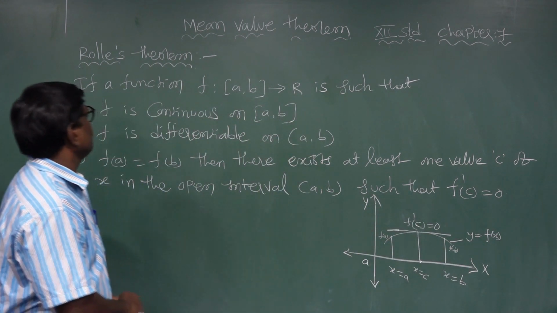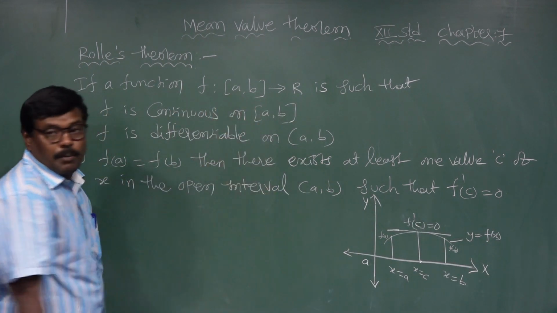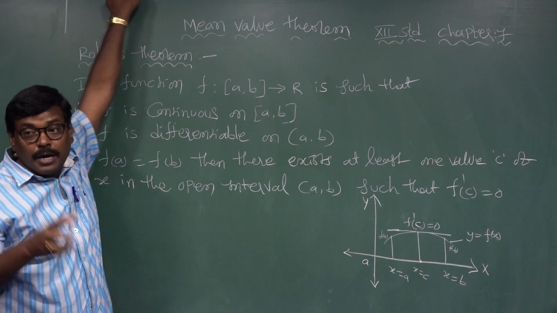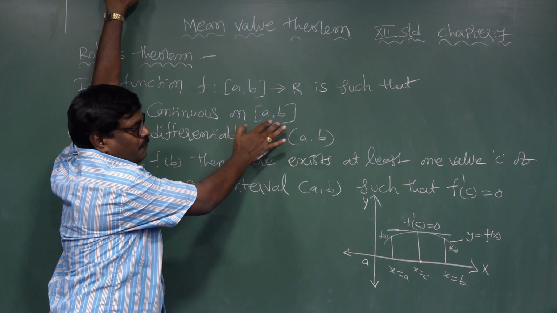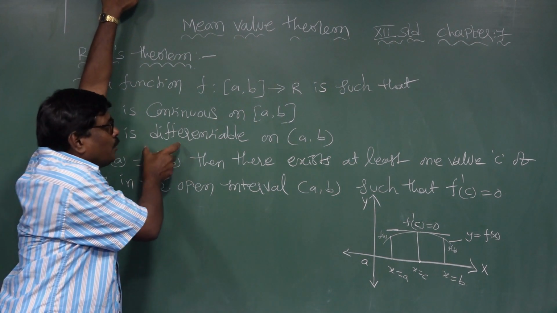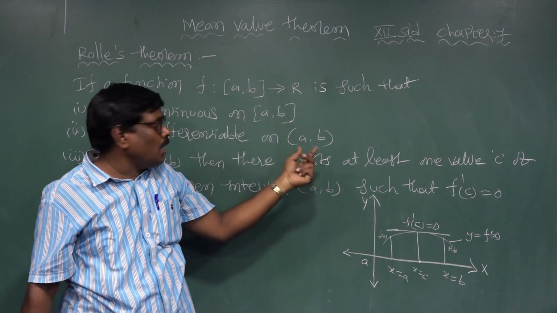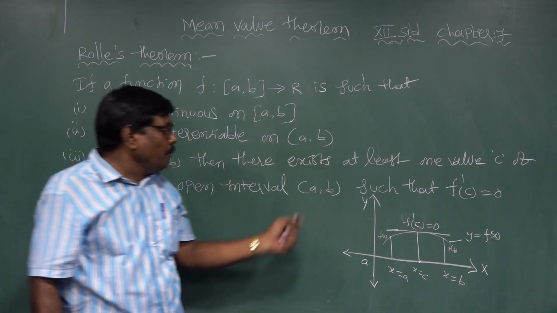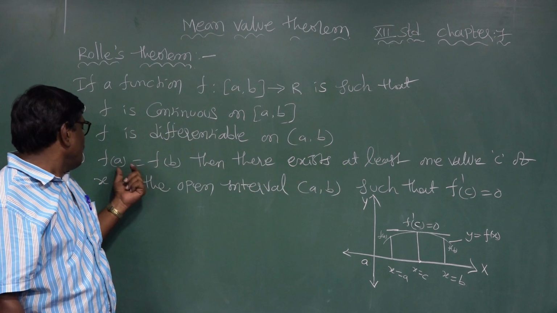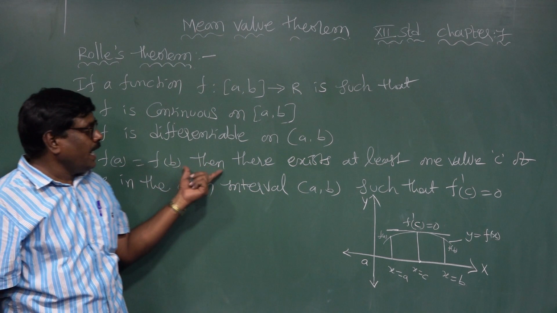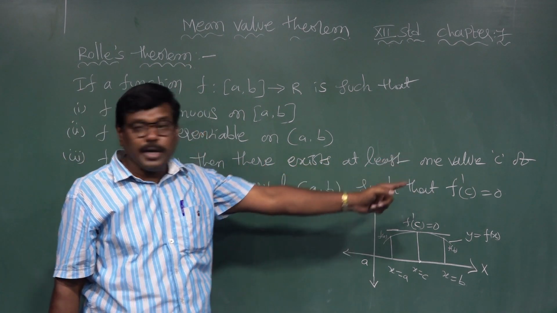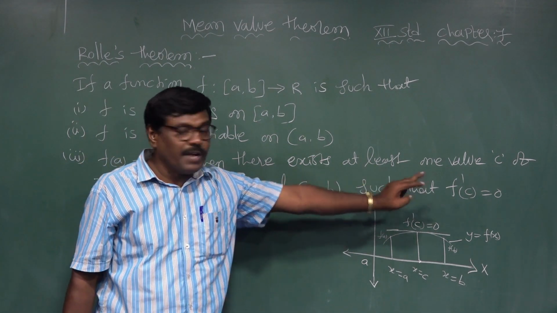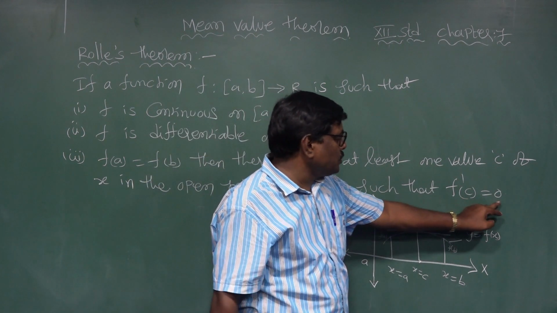The first case is that the function is continuous on the closed interval a, b. The next point is differentiability on the open interval a, b. Then f of a equals f of b. Then there exists at least one value c in the open interval a, b such that f dash c equals 0.